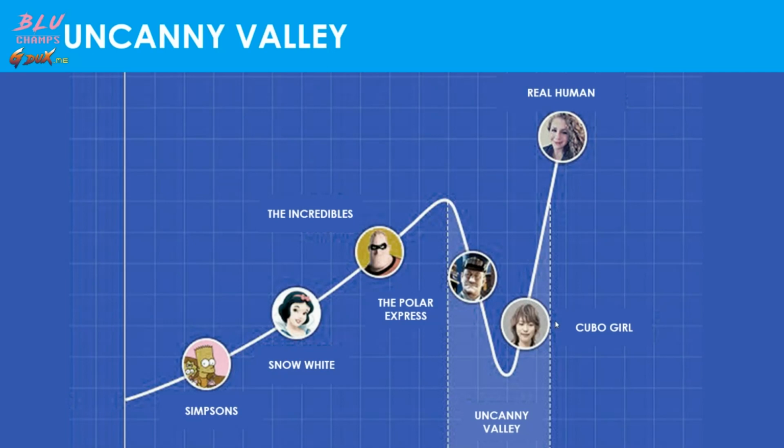And if you pass that valley and you actually trick the brain, then it becomes okay, and the likability becomes good. So what we want to do is to push the character action animation to the right side of the valley.